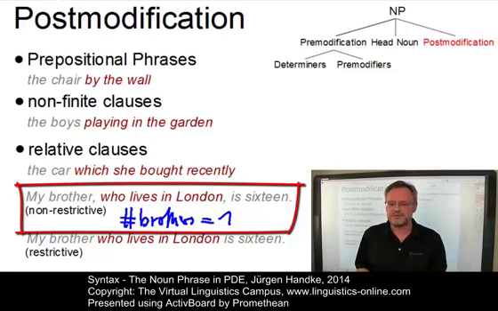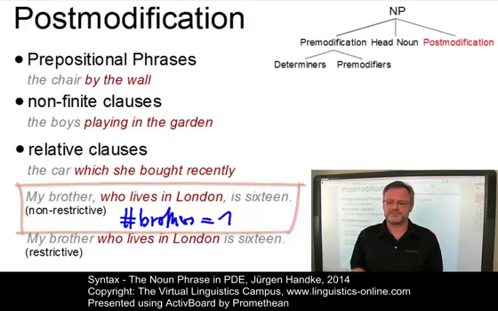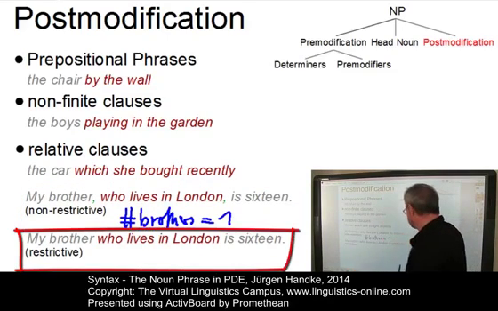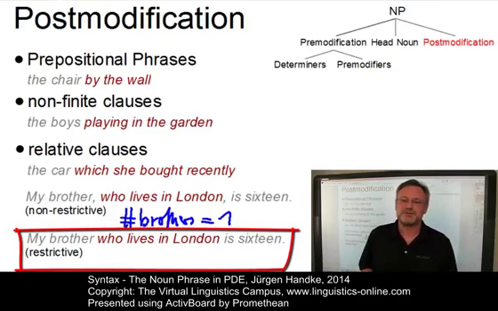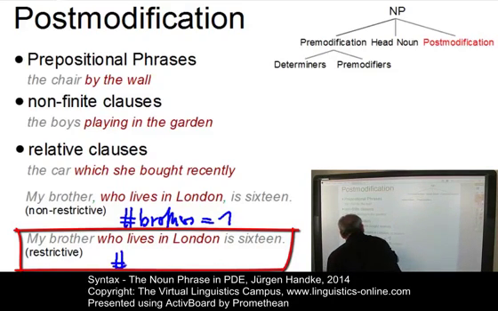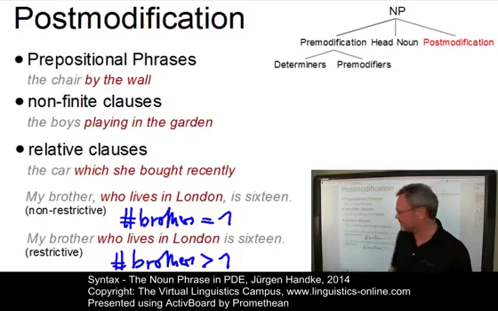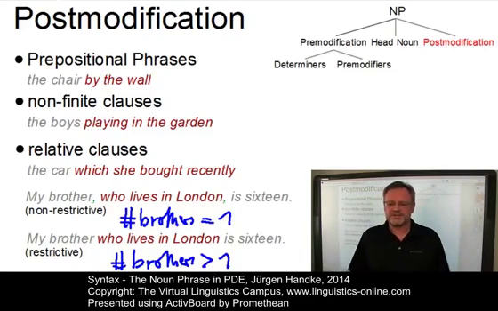Note that the non-restrictive information is given a separate tone unit, my brother, who lives in London, and it is enclosed in commas. Now in the second example, my brother who lives in London is 16, the information is restrictive. I have several brothers, but refer to the one in London only. So the number of brothers is larger than 1. Again, important, the non-restrictive information is given a separate tone unit and it is enclosed in commas. So much for the traditional analysis of the noun phrase.